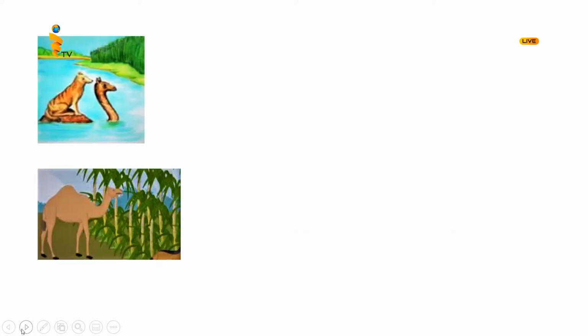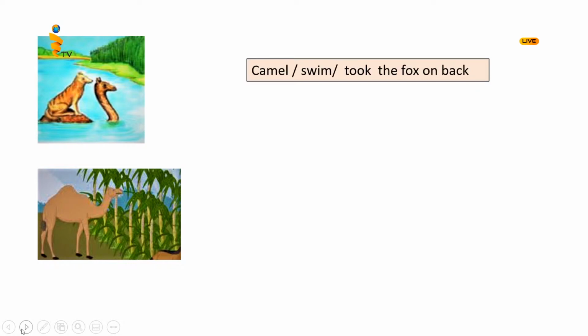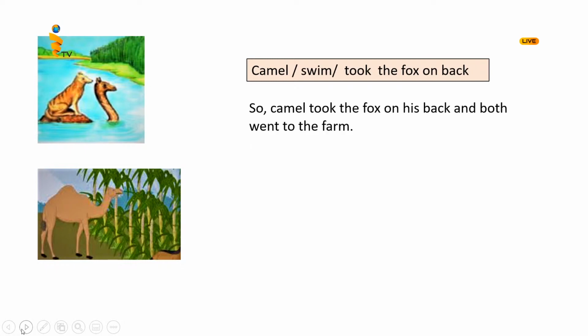Look at the third picture. These are my words and phrases. Now try to build up some sentences using these words and phrases. So this is my sentence. So camel took the fox on his back and both went to the farm.